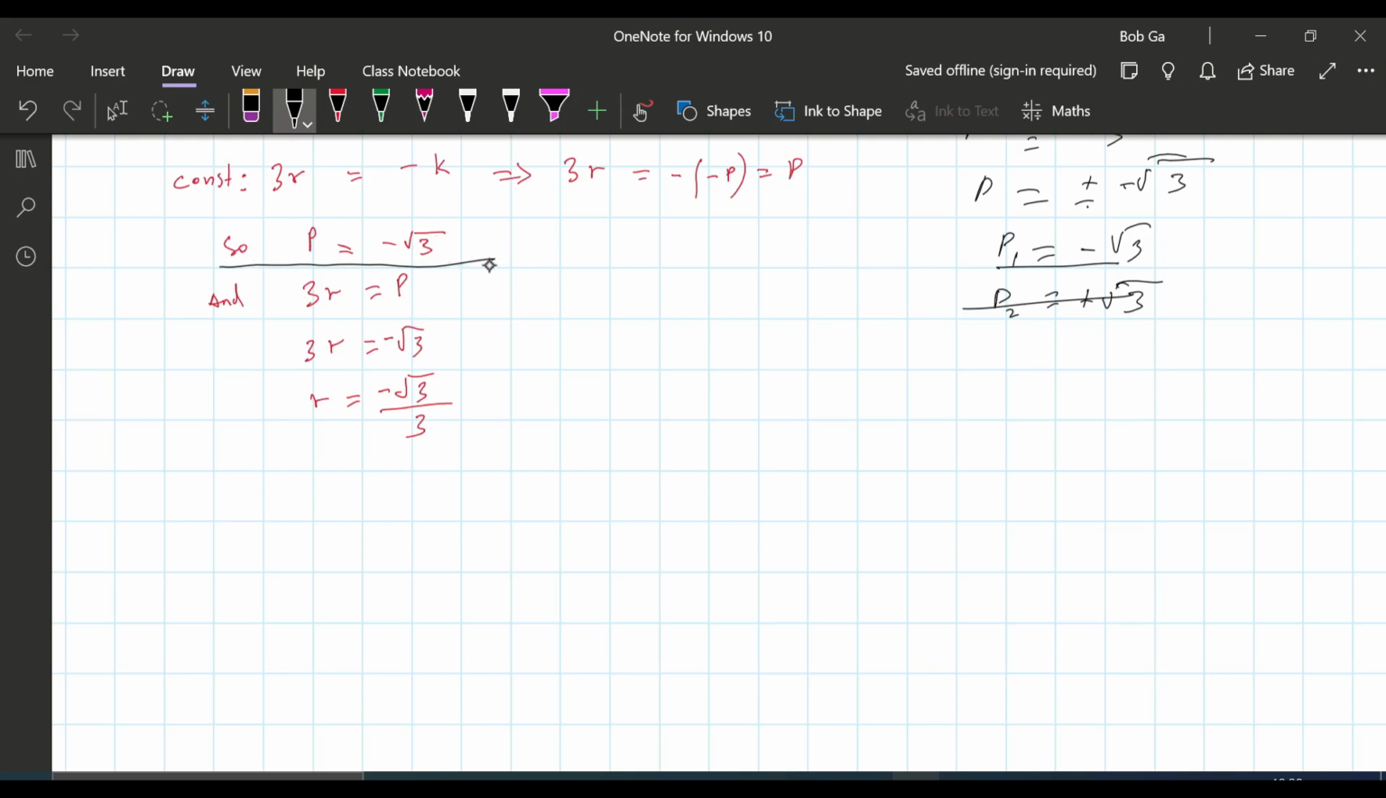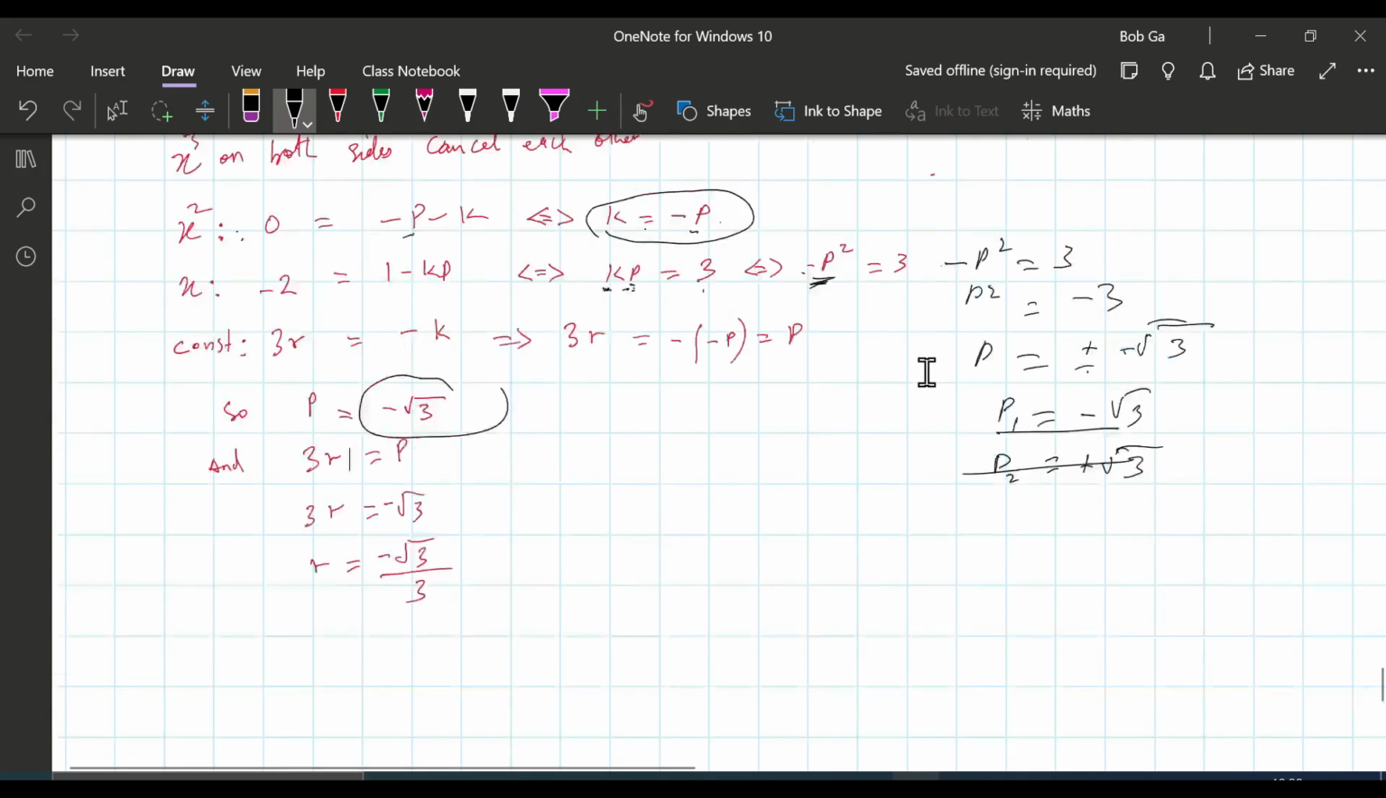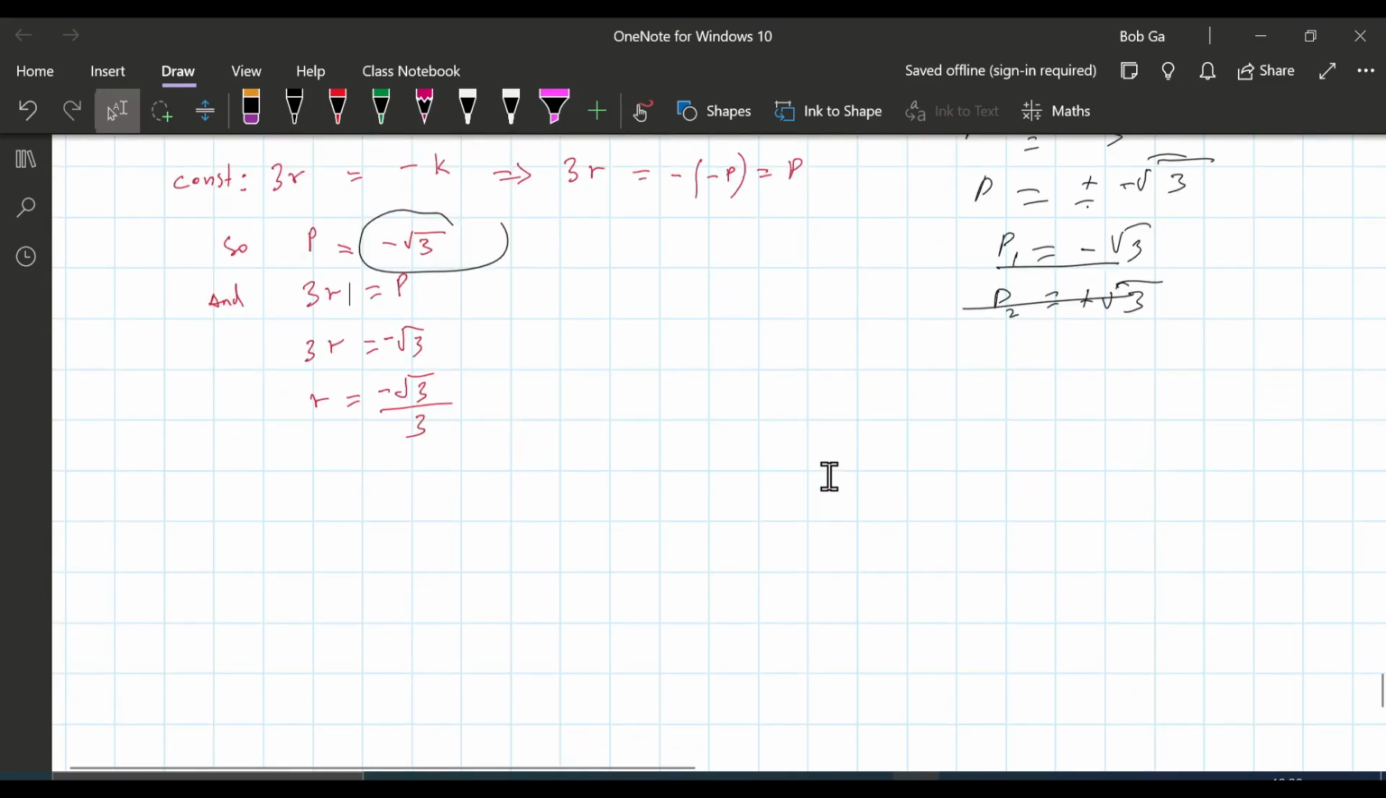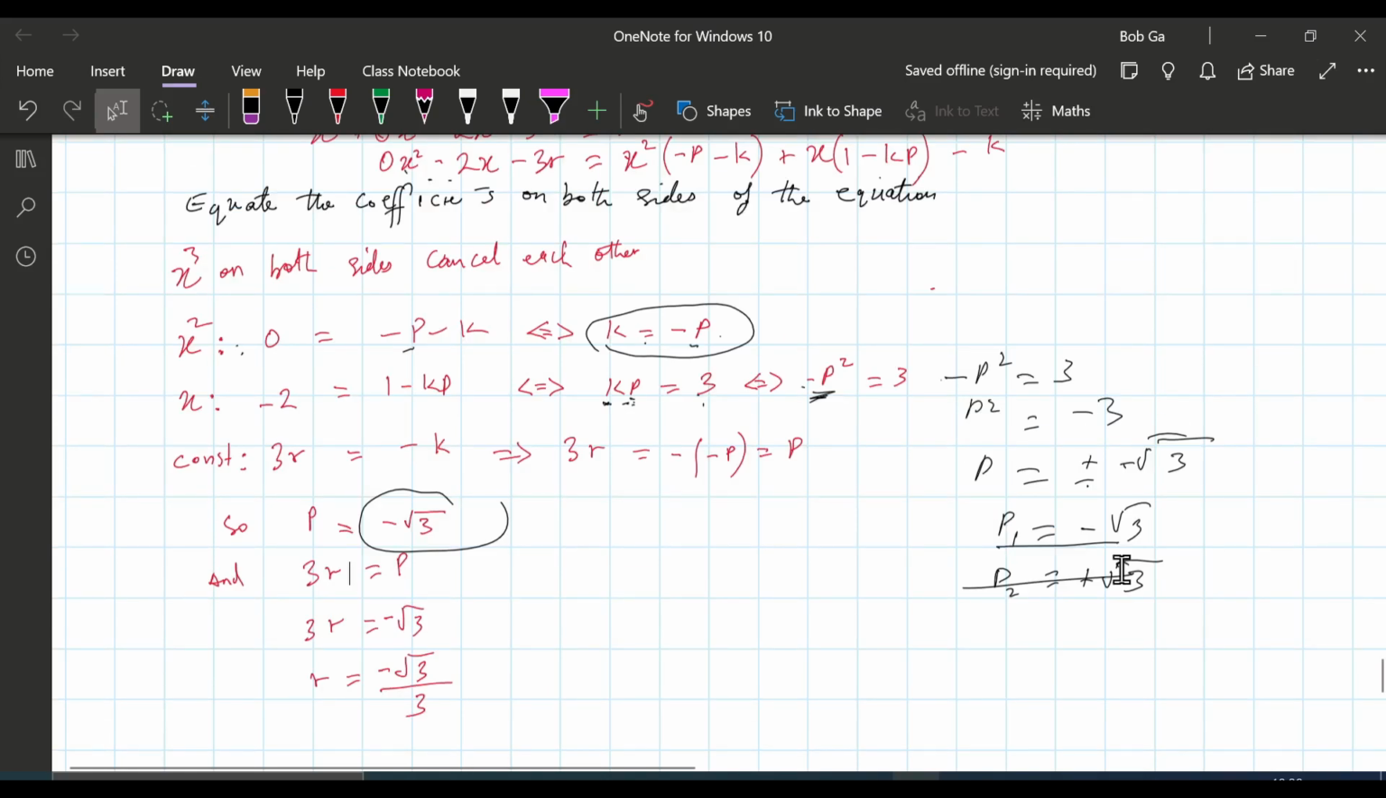Okay, so we have our p here. We were asked to look for 2 values, r and p. We have p now, the negative square root of 3. But we know that 3r is equal to p. What is it?